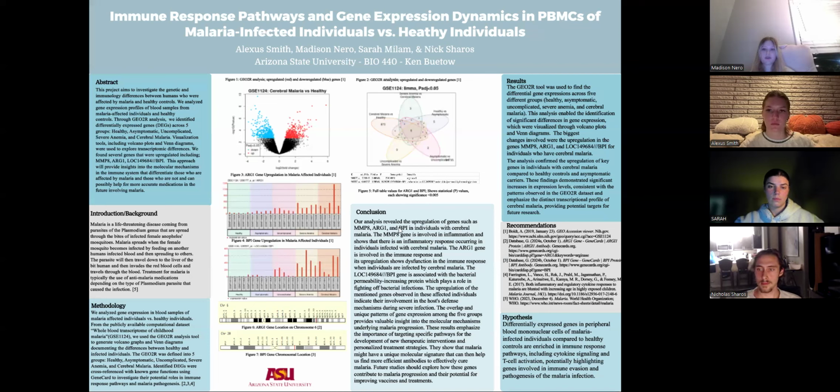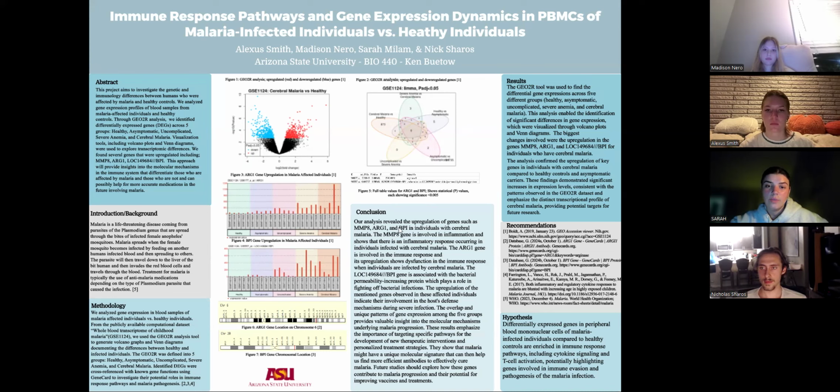For the results, we used the GEO2R tool to analyze gene expression in 5 groups: healthy, asymptomatic, uncomplicated, severe anemia, and cerebral malaria. The analysis revealed key differences, with the biggest changes seen in the upregulation of MMP8, ARG1, and BPI genes in individuals with cerebral malaria. These findings confirm that cerebral malaria has a distinct gene expression profile compared to other groups, highlighting potential targets for future research and treatment strategies.